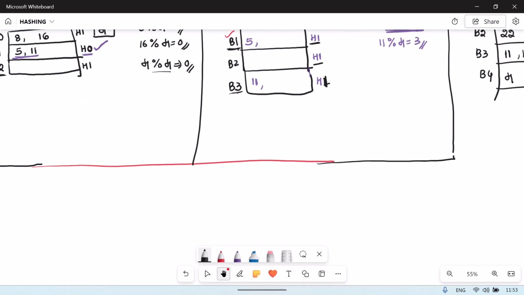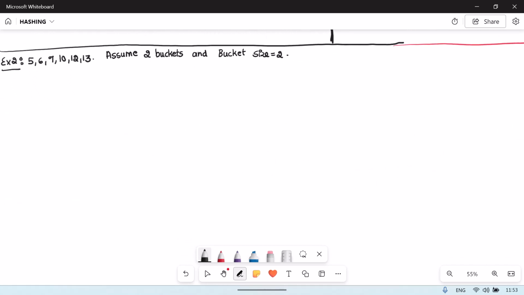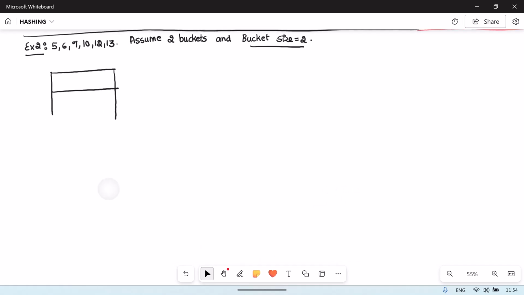I'll do one more example, if you're still confused. First thing, I'll assume 2 buckets of size 2. So 2 buckets. This is B0, this is B1, this is next.